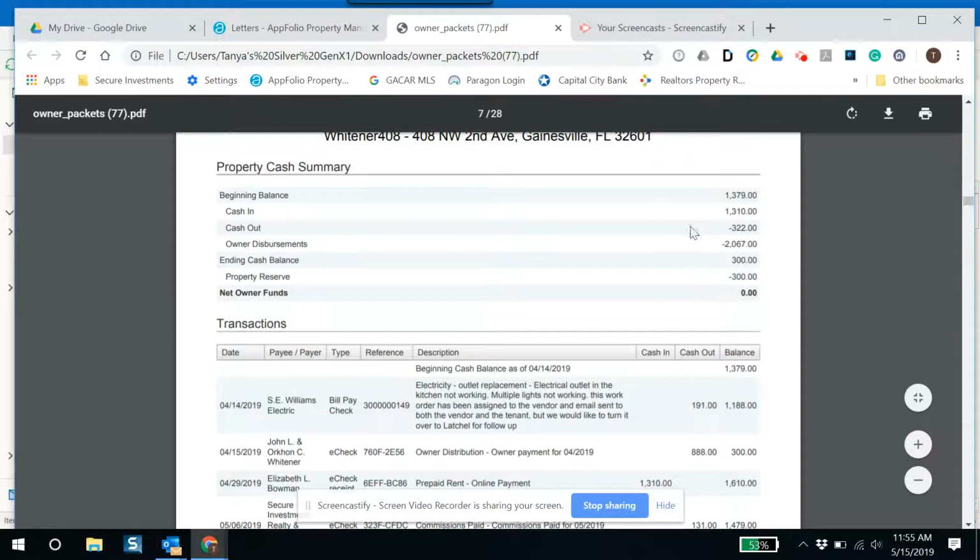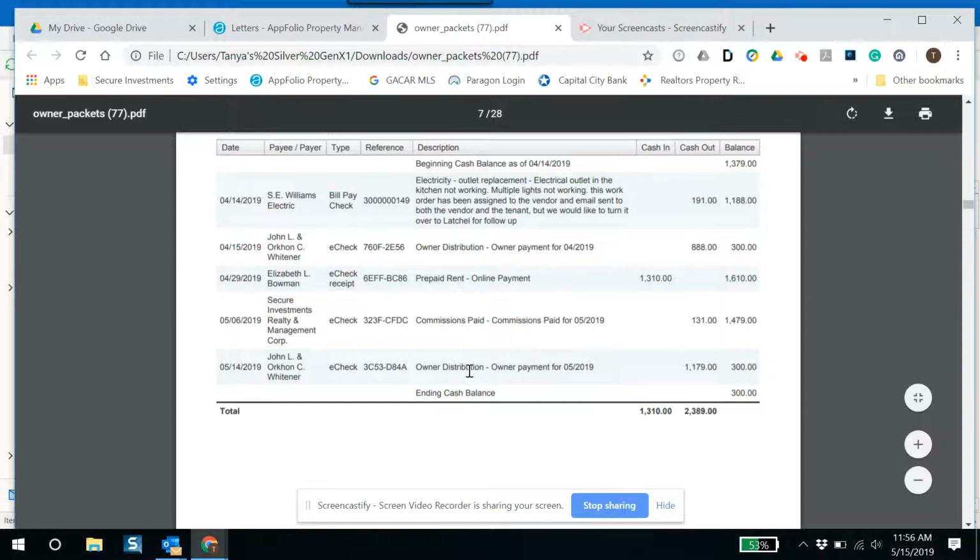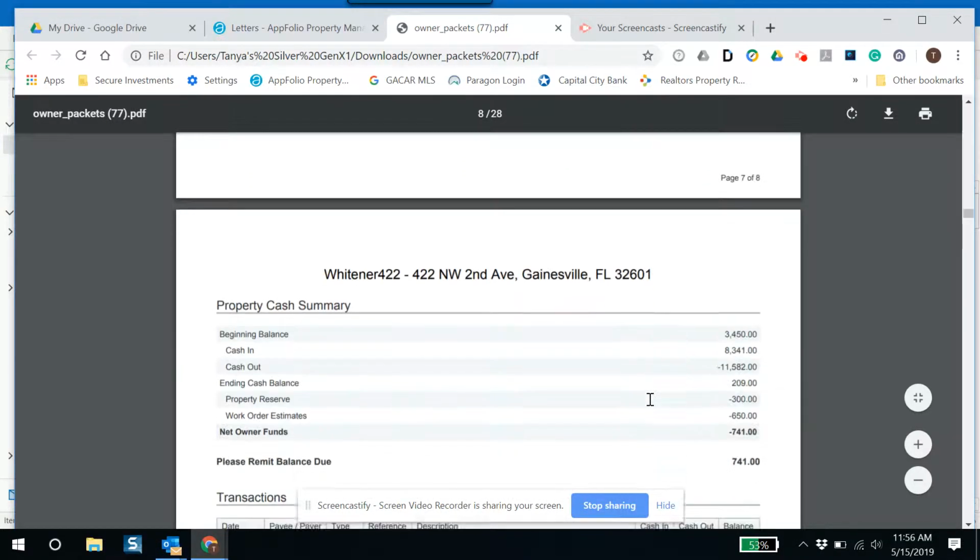It looks like in summary up here, we can see that cash came in, that cash went out. We ended up sending the owner $2,000, and the ending cash balance is 300. We asked for a 300 reserve, so we got that 300 reserve, because the ending cash balance is 300. This all breaks that down again. And then you can see this was an owner disbursement instead of a transfer to 422.